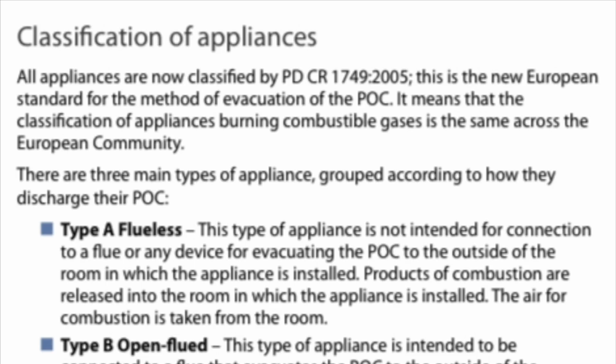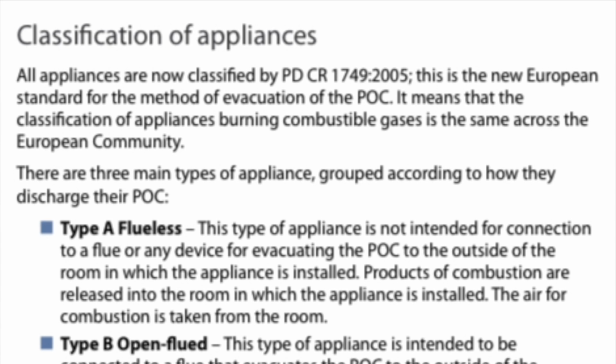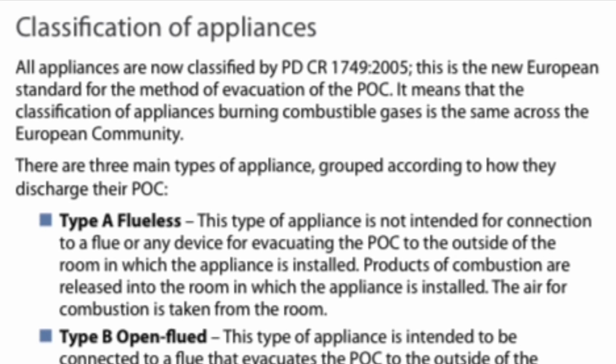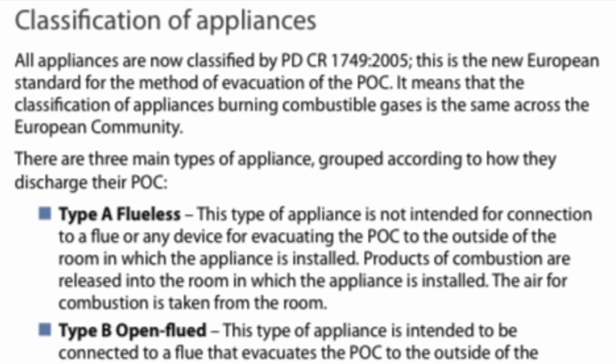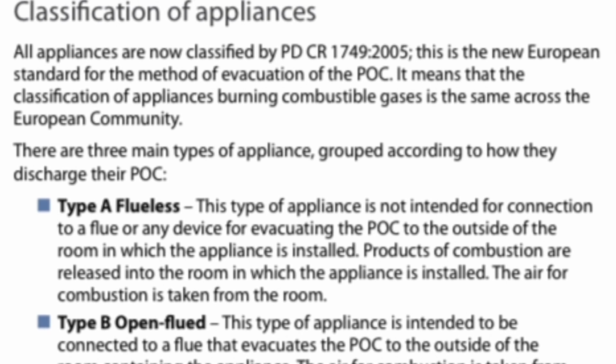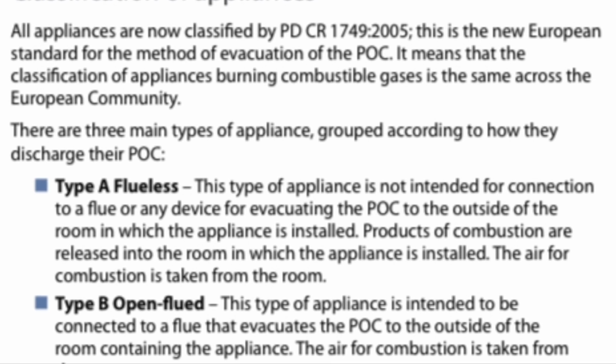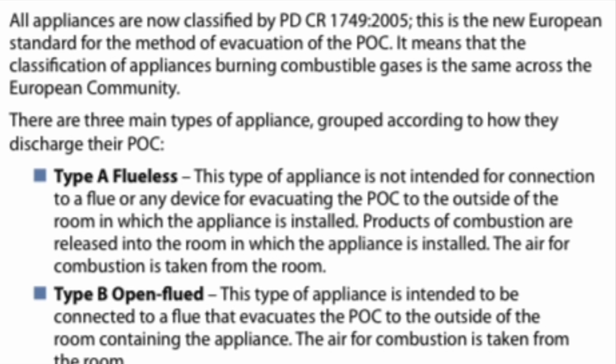There are three main types of appliances grouped according to how they discharge their products of combustion. So let's have a look at these three lots of different appliances more closely. Now, this European standard now classifies these appliances as type A, B and C. So type A is flueless appliances, type B is open flued appliance, and type C are room sealed. So let's look at type A first.